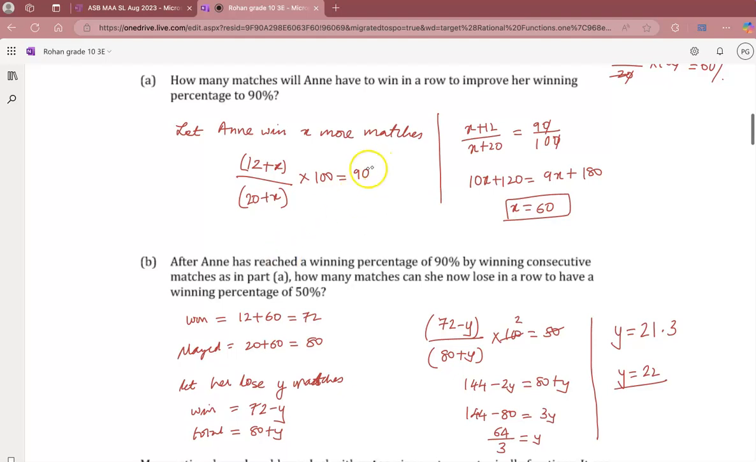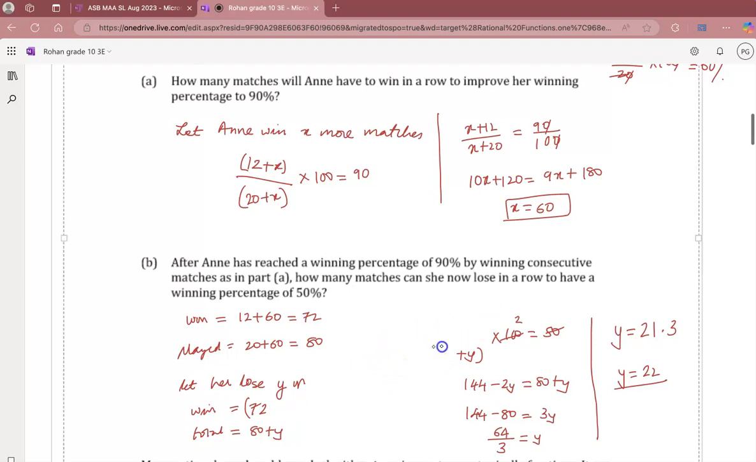So 72 matches we got by this, and this we got by this. So lose y in a row. So the number of wins would be 72 minus y now. No, wait, this is wrong, because the number of wins will remain 72. You can't decrease the amount of wins.